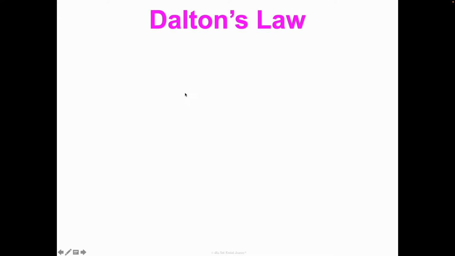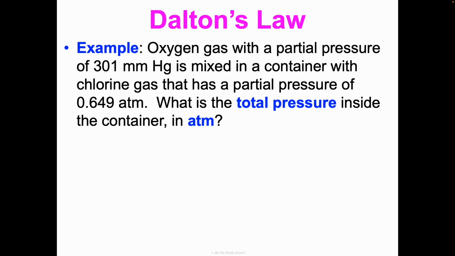All right, so first step of RADAR, our problem-solving technique that never fails, is we've got to read. So: oxygen gas with a partial pressure of 301 millimeters of mercury is mixed in a container with chlorine gas that has a partial pressure of 0.649 atmospheres. What is the total pressure inside the container in atmospheres?